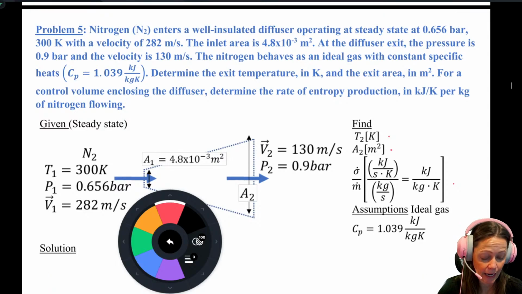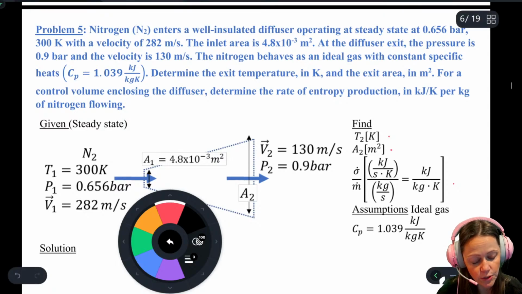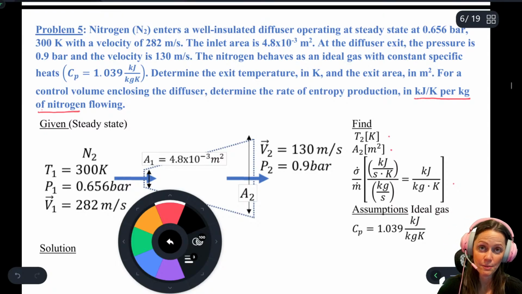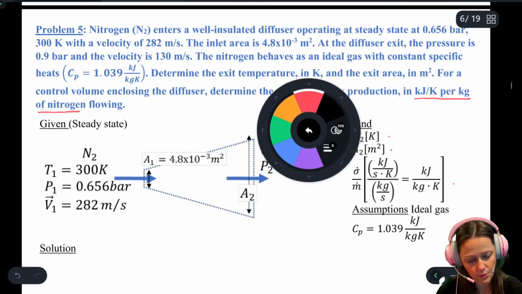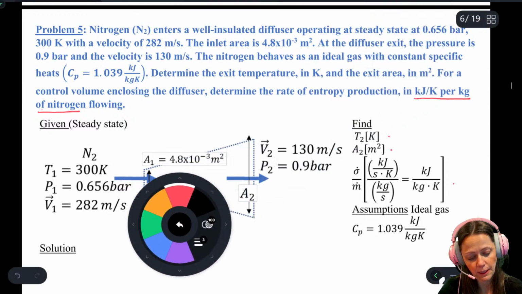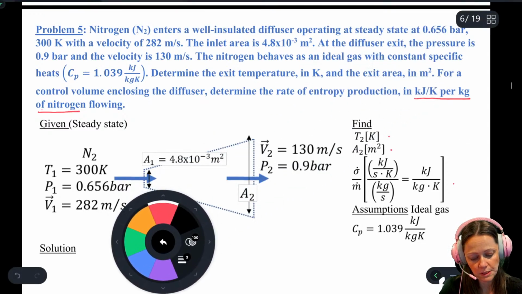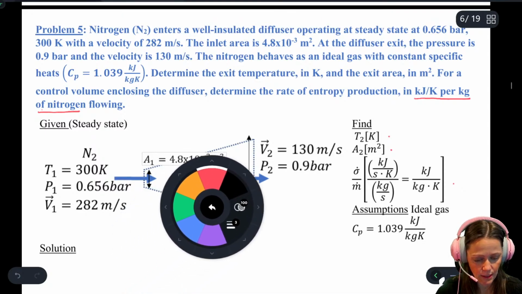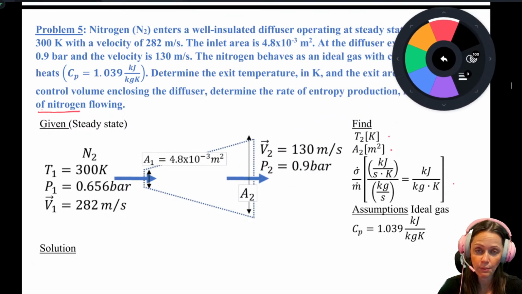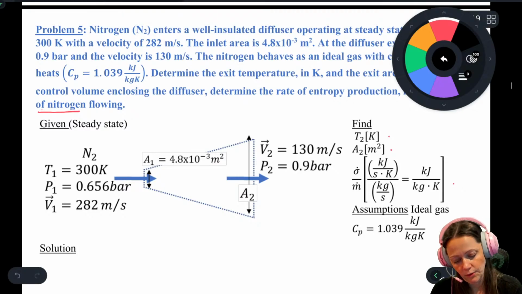The units they ask for us to give it in is kilojoules per Kelvin per kilogram of nitrogen flowing. So that's sigma dot divided by m dot, and you can see over here to the right how I get those units. Okay, they do tell us that the nitrogen behaves as an ideal gas with constant specific heats, and they do tell us what that Cp at least is. If we need Cv, keep in mind you can look in table A20. Let me show you.